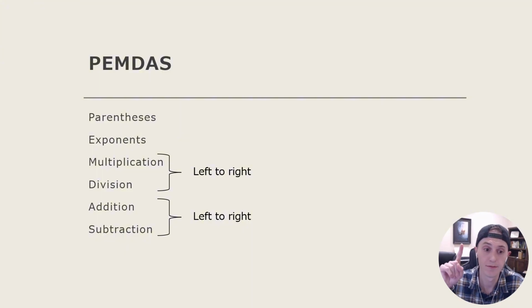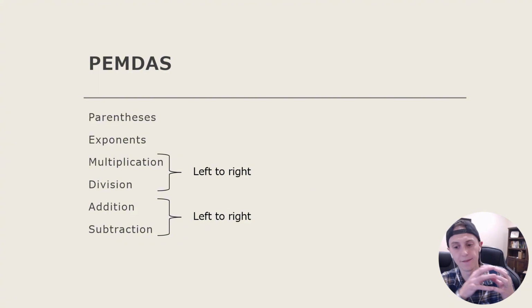So step 1, do the math in all of the parentheses. Step 2, exponents. Then step 3 is doing all multiplication and division together, left to right. Then addition and subtraction are combined for the fourth step, left to right. If you like mnemonics to help remember things, a common one for this is please excuse my dear Aunt Sally.